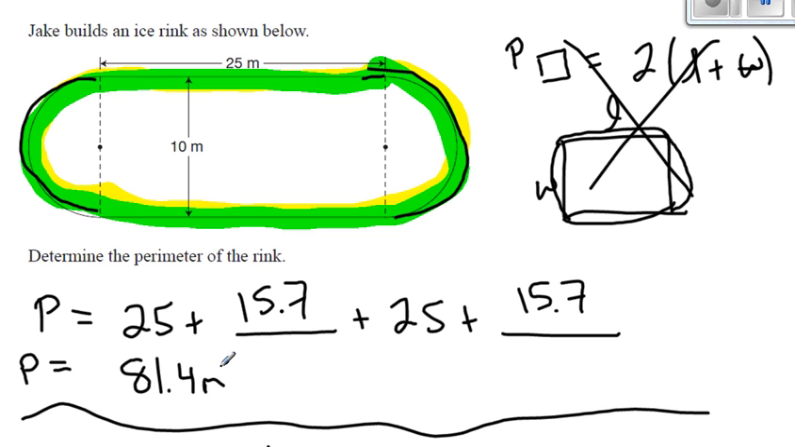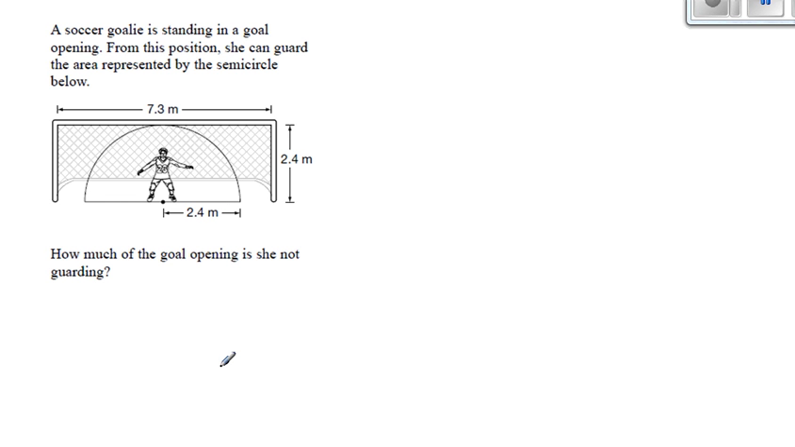Okay, so now let's look at an area question involving composite figures. It says a soccer goalie is standing in a goal opening. From this position, she can guard the area represented by the semicircle below. How much of the goal opening is she not guarding?